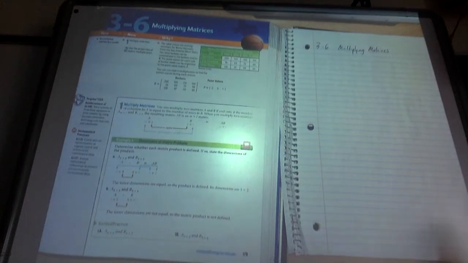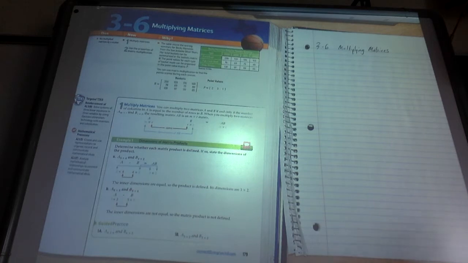All right, we're in 3.6 today. It's on page 179 in your books. You learned in 3.5 about what a matrix is, and you learned about the dimensions of a matrix, and now, you've already added and subtracted, and you multiplied a matrix by a scalar. And so today we're going to look at multiplying matrices.